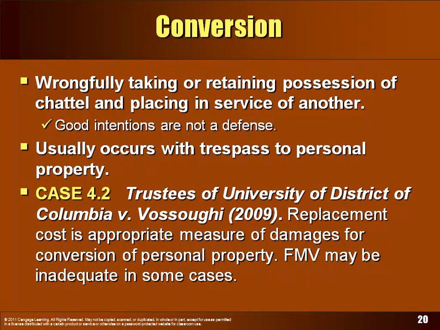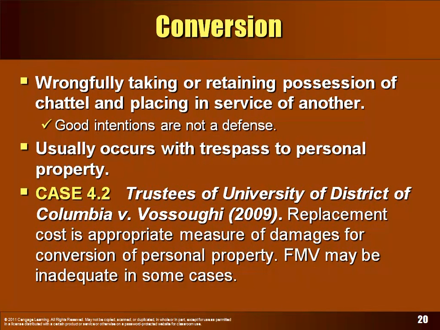But if I convert it to my own use and keep it, sell it at a garage sale, commute to work on it, maybe it's a riding snowblower, those are all things that are contrary to that person's interest in the property, right? So my wrongful taking there is keeping it and using it some other way. My retaining possession of it and using it in a different way. That's the conversion. Converting it to different use.